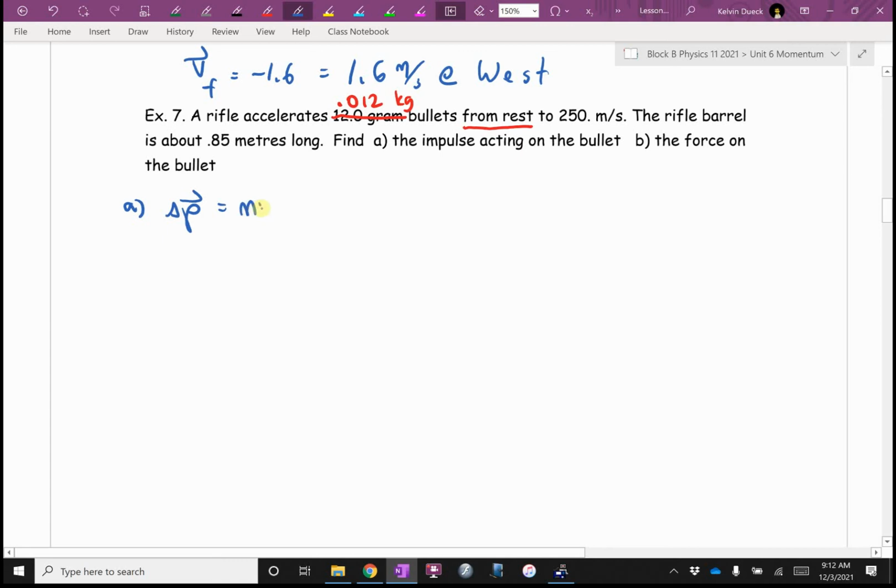Which I'm going to write as mv final minus mv initial, because change in anything is final minus initial. Kevin, what was the initial velocity here? Yeah, in fact, what's the initial velocity of any bullet? I've never seen any gun that has the bullet take a running start and then fires it, so 0. Okay. Easy peasy.